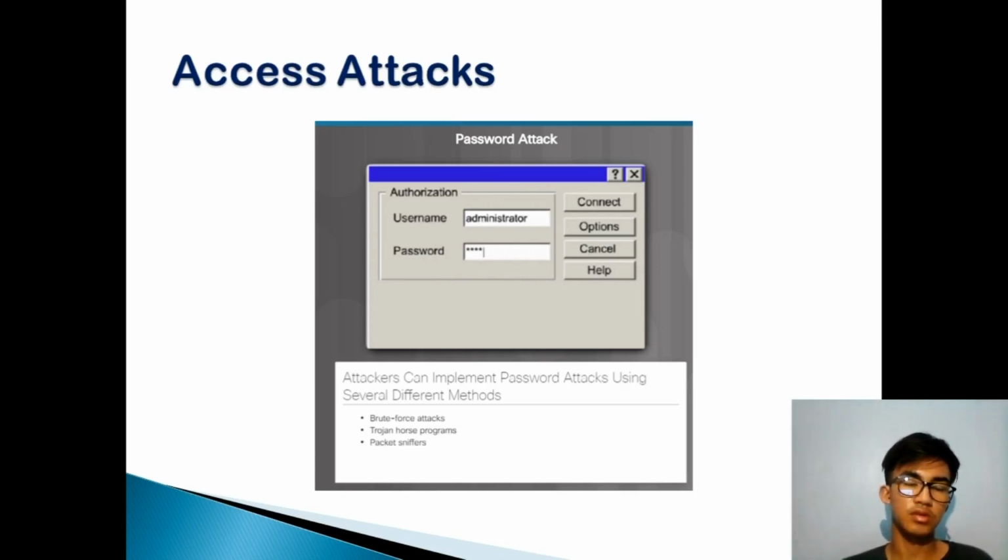So make sure your device always has great security in order to avoid some hacking scenarios.